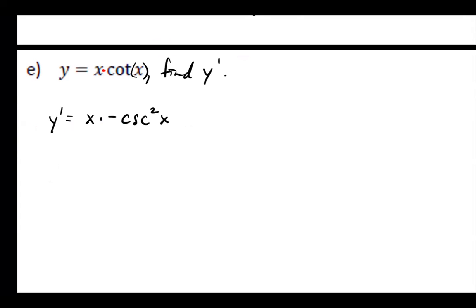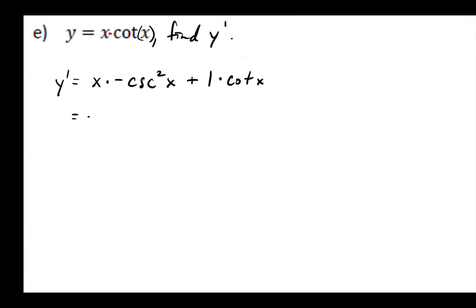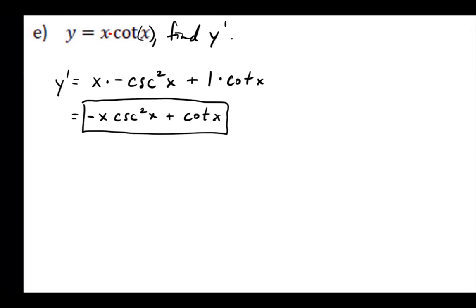Okay, so plus the opposite now. The derivative of the first, which is just 1, times the original of the second, which is cotangent of x. So we clean it up a little bit. We move the negative to the front. You don't have to write the 1 because it's implied. Since one is a cosecant squared and one is a cotangent, they're not like terms, so you just leave them like that.